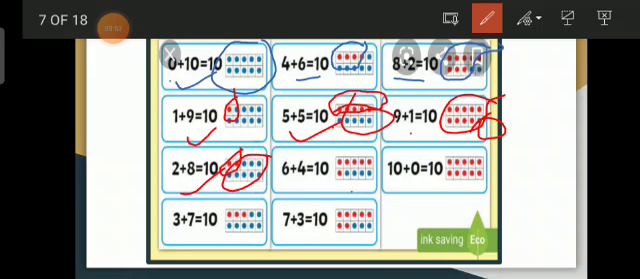Okay, on the next one we have how many red? 6 red and 4 blue. That's why we have written 6 plus 4. That gives us altogether the answer 10.